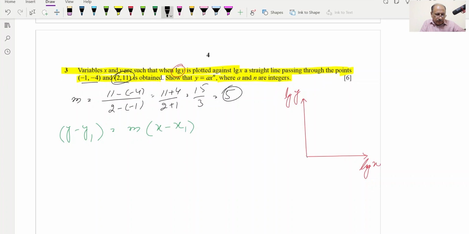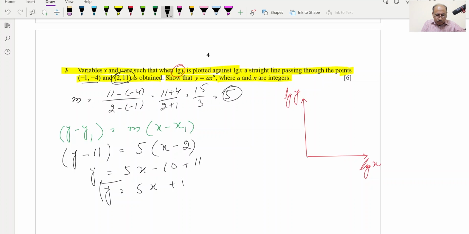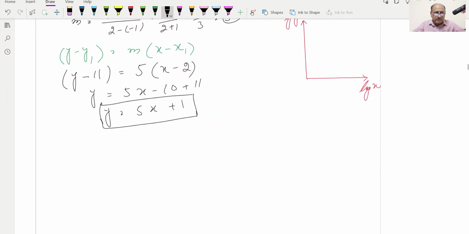We will be replacing the values, like y minus y1 we can take 11, and x value we will take as 2, and the gradient is 5, so 5 and x minus x1 will be 2 over here, and this one we can write in y is equal to mx plus c format. So it will be y is equal to 5x minus 10, and minus 11 will be shifted to this side, so it will be plus 11. y is equal to 5x plus 1. So this is the equation of the line in y is equal to mx plus c format.